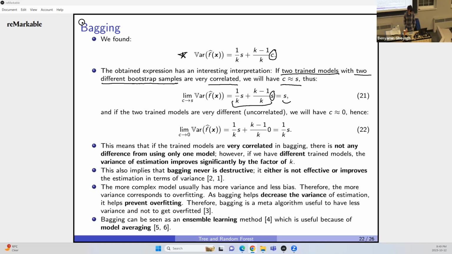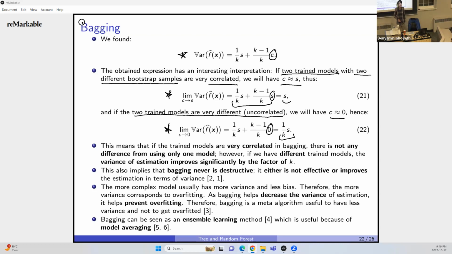Okay? What if the two trained models are very different, uncorrelated? What happens? Then C becomes almost 0 because they are uncorrelated. So I replace C with 0. I will get 1 over k times S. S is bad for me, right? Because that was the variance of the error, right? What do these two say?